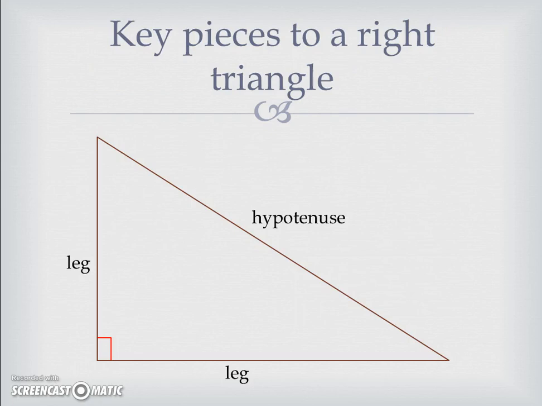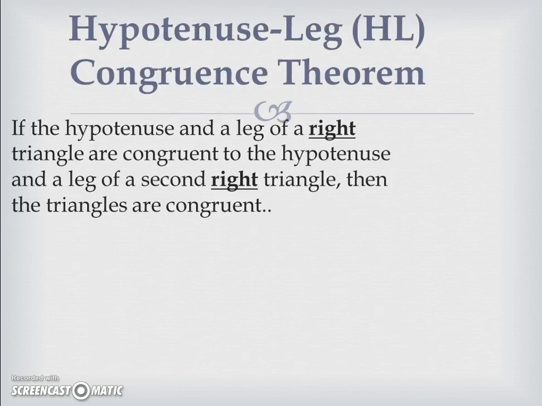Our last one, we need to know a little bit about a right triangle. First off, you have a right angle, 90 degrees. You have two legs, and the hypotenuse is always the side across from the 90. So the hypotenuse leg theorem states that if the hypotenuse and a leg of a right triangle are congruent to the hypotenuse and a leg of a second right triangle, then the triangles are congruent.